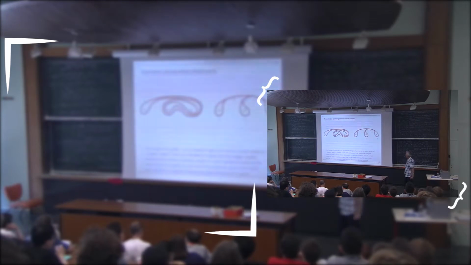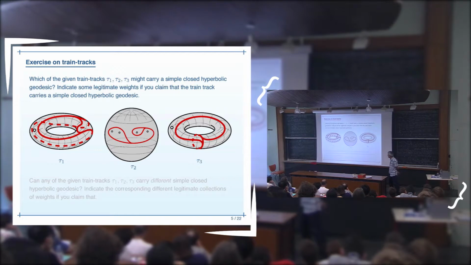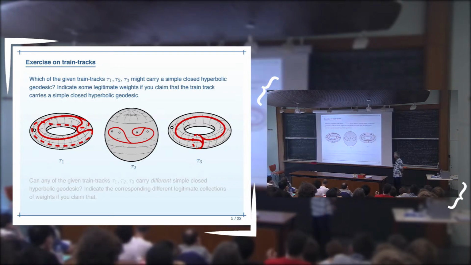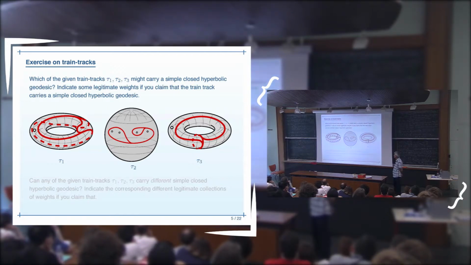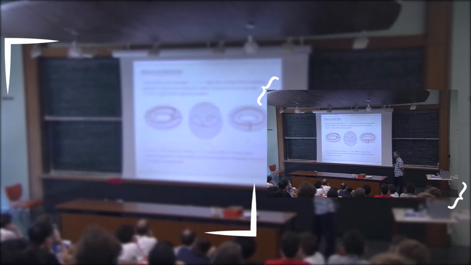And now the nice thing about this story, which is specific to the four-punctured sphere, is that the encoding is particularly simple. Now, as an exercise, I suggest to consider the following 3 train tracks and to decide whether they might carry a simple closed hyperbolic geodesic and indicate legitimate weights if they can. And if there are plenty of solutions, if the solution is not unique, it would be nice to describe the entire family. So it's just an exercise on train tracks. Say, is this train track legitimate to your mind?